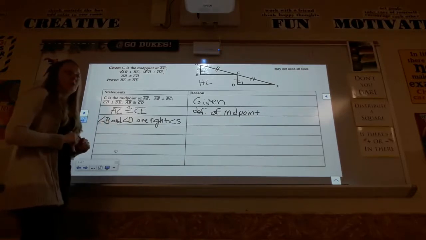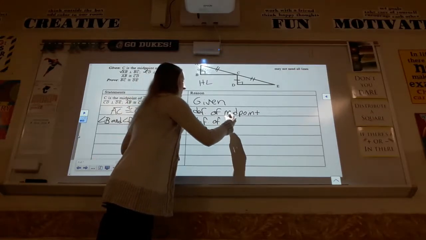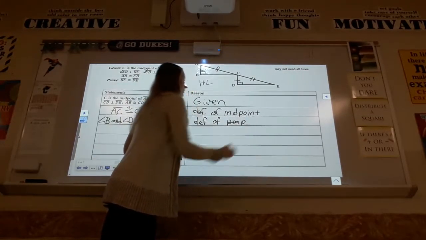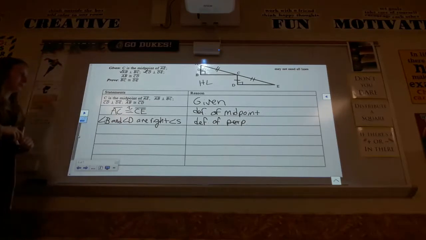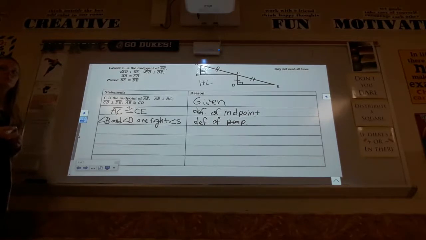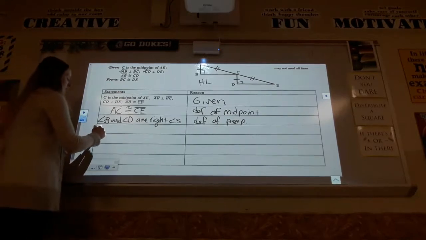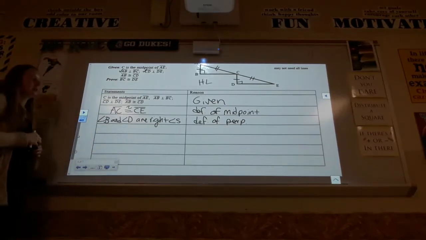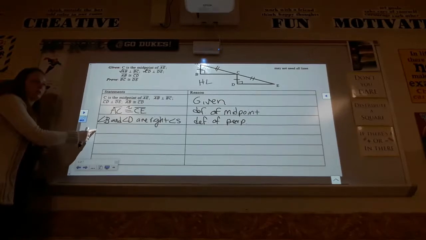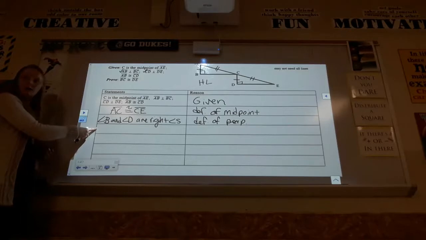Now, what would I get for the reason? Definition of perpendicular. Then what? Okay, so you can follow up with this and say that the two angles are congruent if you want to, like we were doing before with the perpendicular. But for HL, you don't necessarily need that the angles themselves are congruent. So you can either include that step or not. It's really up to you.